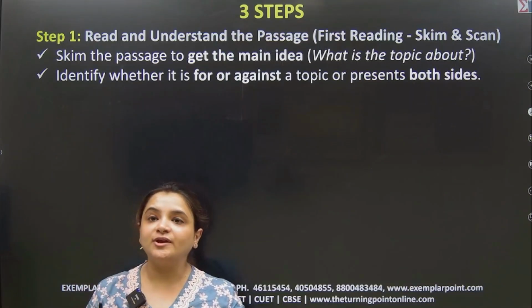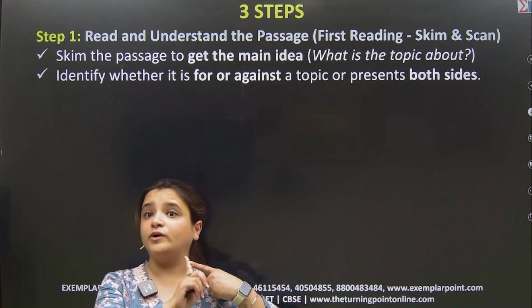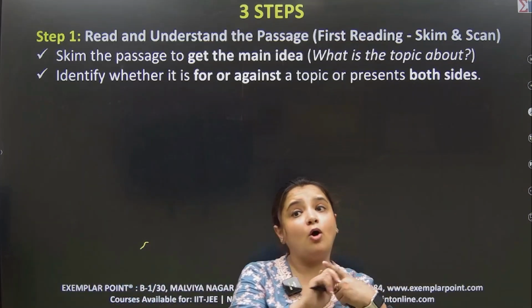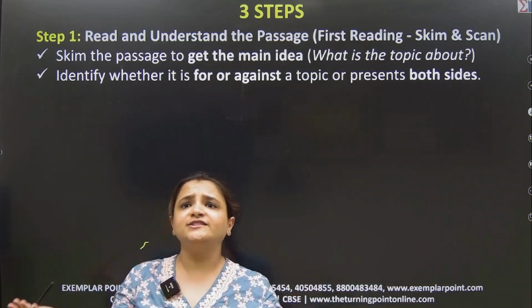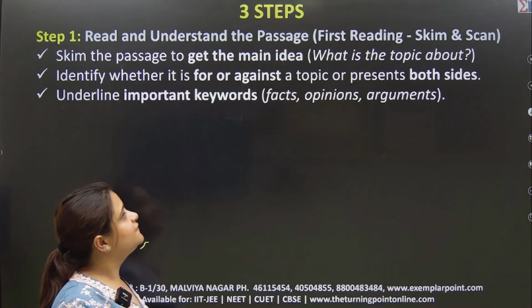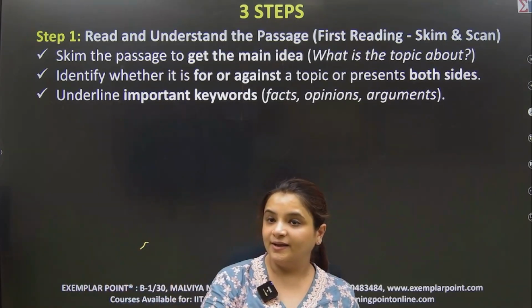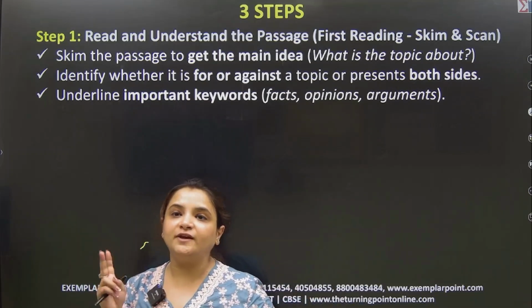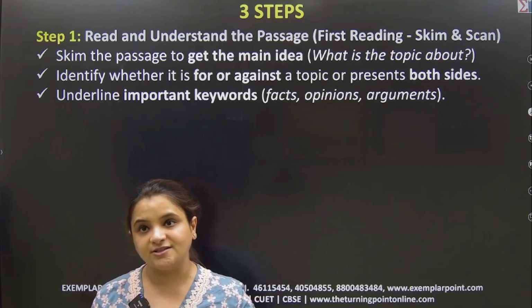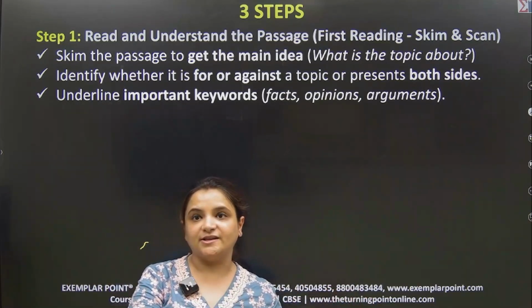While giving our first reading, a very thorough one, it will give you an idea about what the main idea of the passage is. Second, whether it is talking in favor of that topic or against that topic, or rather it is being neutral. We need to underline the important keywords, facts, opinions and arguments. Now this comes under scanning. As children, we should make sure that we give two readings to the passage, because most of the answers would not be direct answers. You would have to get the idea after reading the passage.